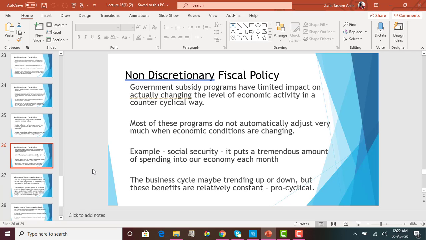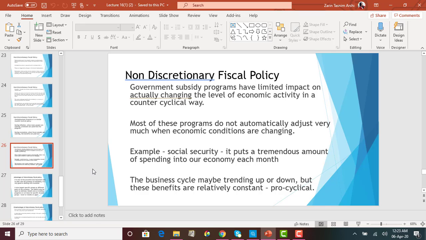Now, one thing that does not adjust with the level of employment or the level of output is certain government subsidy programs. They remain fixed, so these are not non-discretionary. An example is social security. Whether it's recession or inflation, social security will remain the same. So this is something that does not adjust.